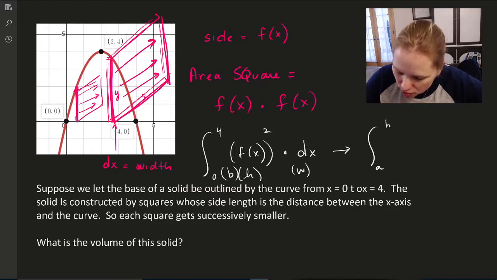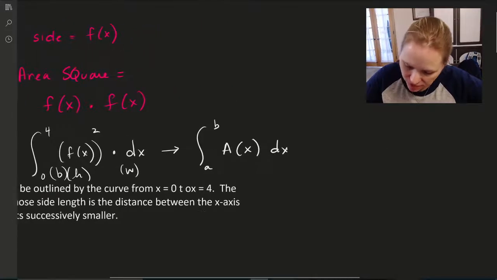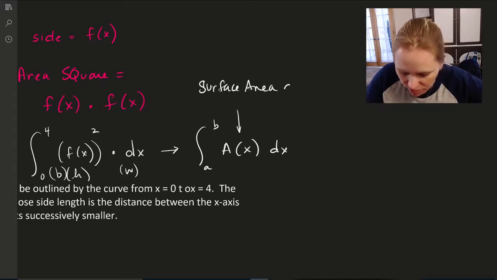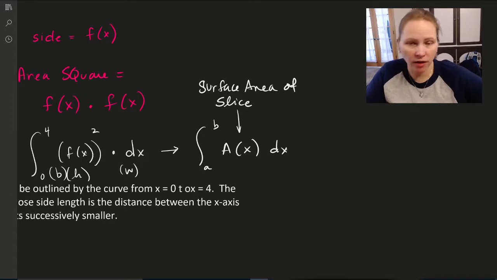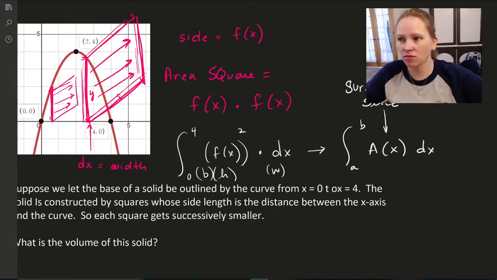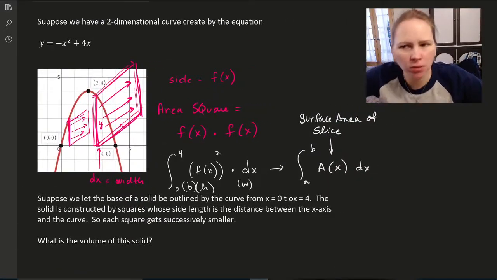So our basic formula ends up being like this. From point A to point B, A of x represents the surface area of the slice. Here we had a square, so it was side times side. It was f of x squared. And that's how we do our setup here, and that's how we're going to solve these problems that are just sliced. We're just slicing it up, okay?